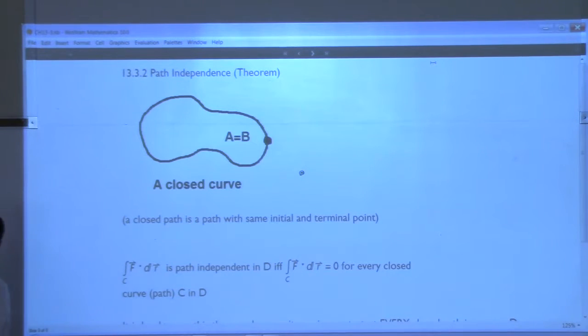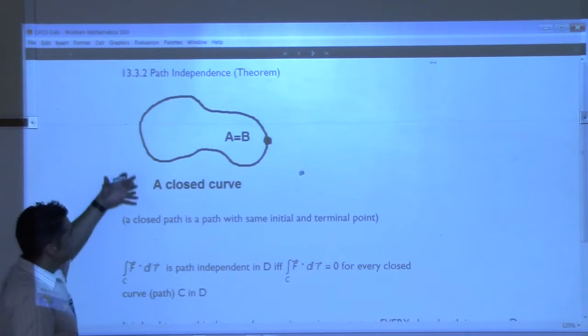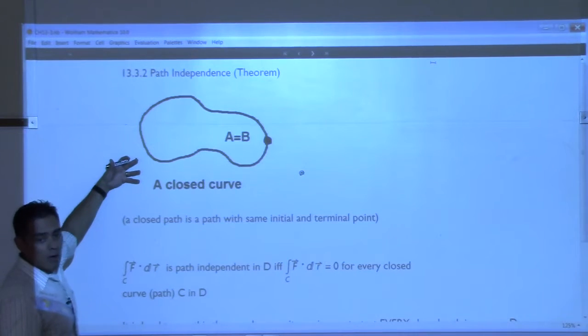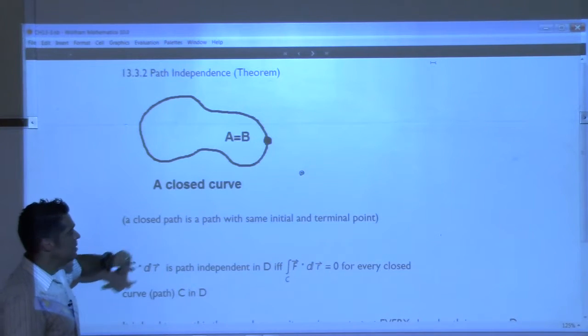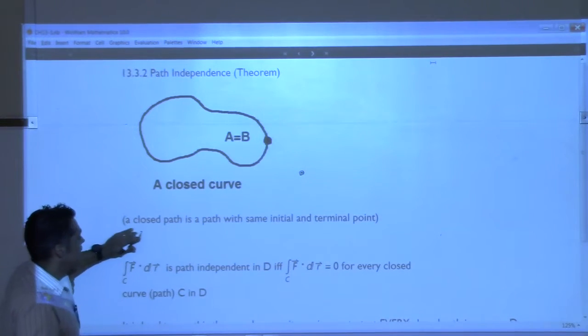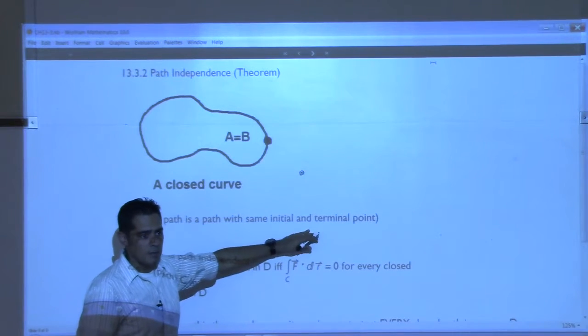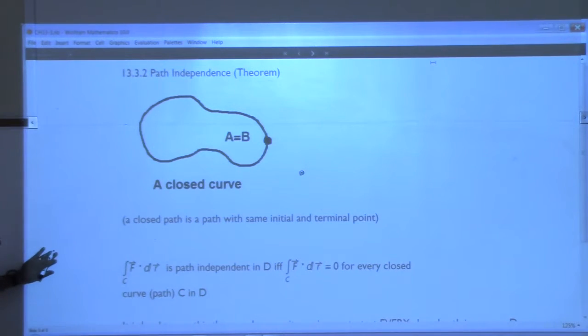All right. So just some more results of this. So path independence. First, we need to understand what a closed curve is. I think a closed curve is pretty easy to understand. It's a curve that starts and ends at the same place. Okay? Closed path has the same initial and terminal points. So we have a closed curve here.